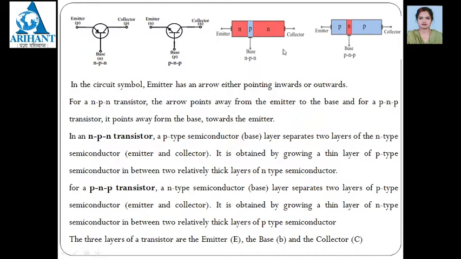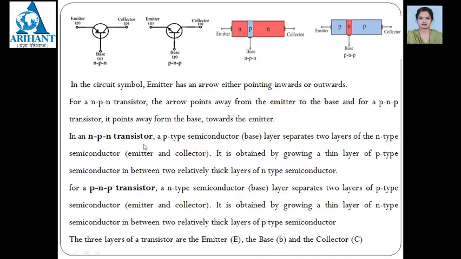If you see the doping of these two N's, they are much more dense than that of the base. In case of PNP, two P's are more dense than the base N type. Thus in the circuit symbol, emitter has an arrow either pointing inward or outward. Depending on that, transistors are classified as NPN or PNP. Suppose emitter arrow is coming inward, then it is called the NPN transistor, and if the arrow is going outward, then it is called the PNP transistor.